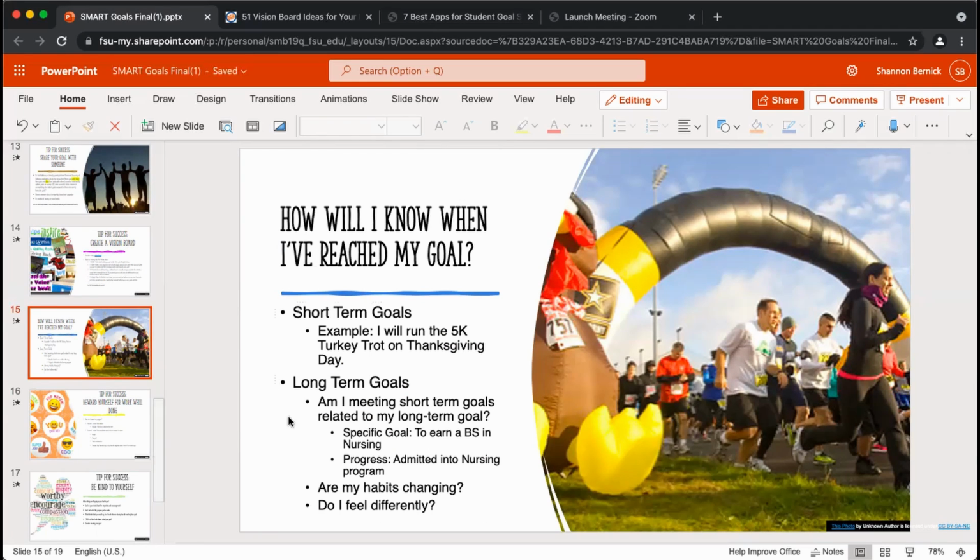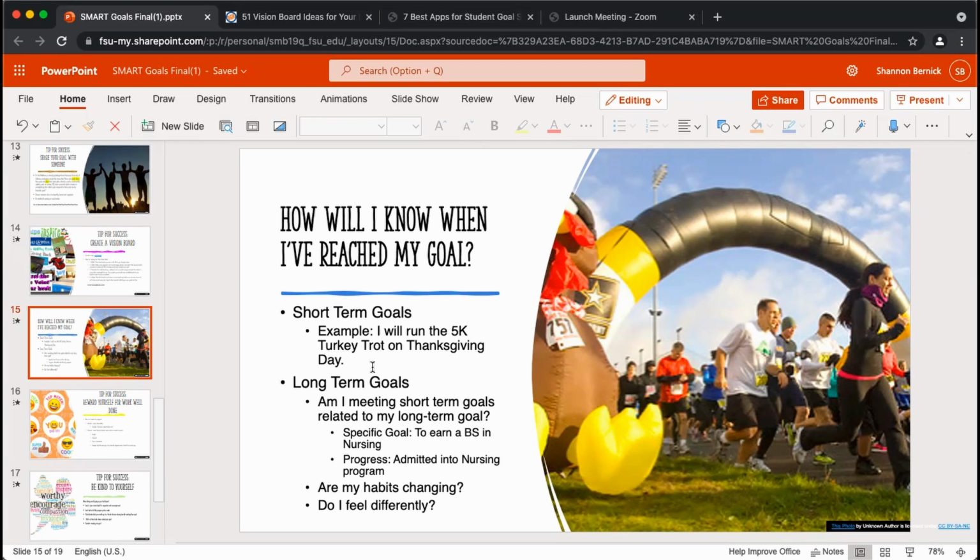And sometimes this is really simple. For example, if you've set a short term goal of, I will run the 5K turkey trot on Thanksgiving Day, which is a lot of fun, you will know because you'll actually run the turkey trot on Thanksgiving Day, and you'll be able to measure if you've run those 3.1 miles.